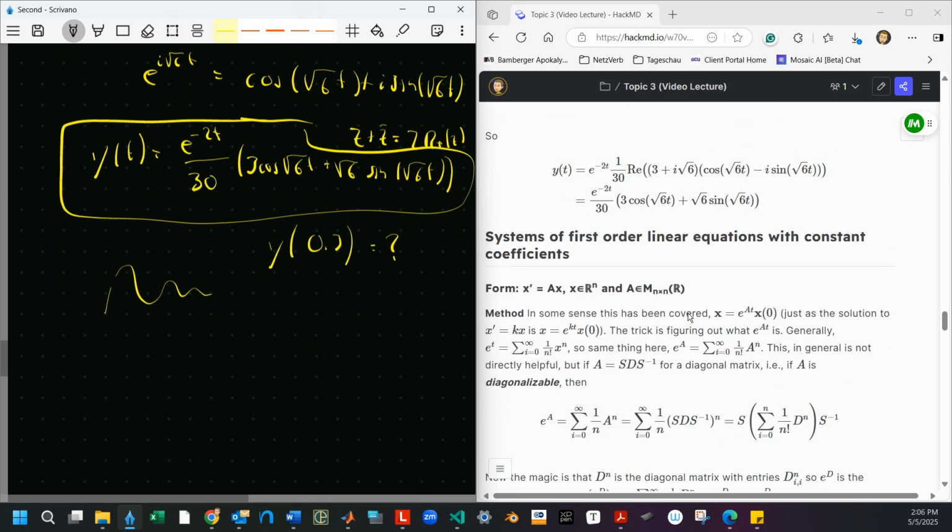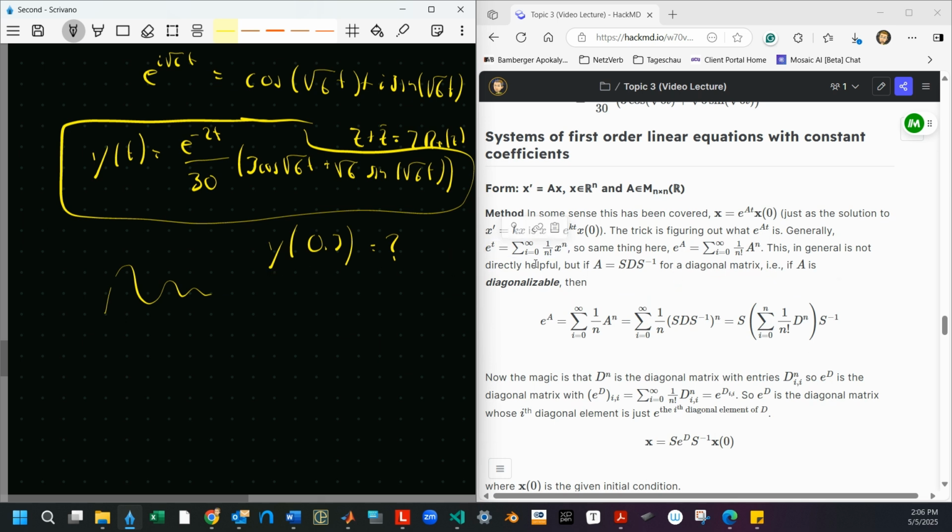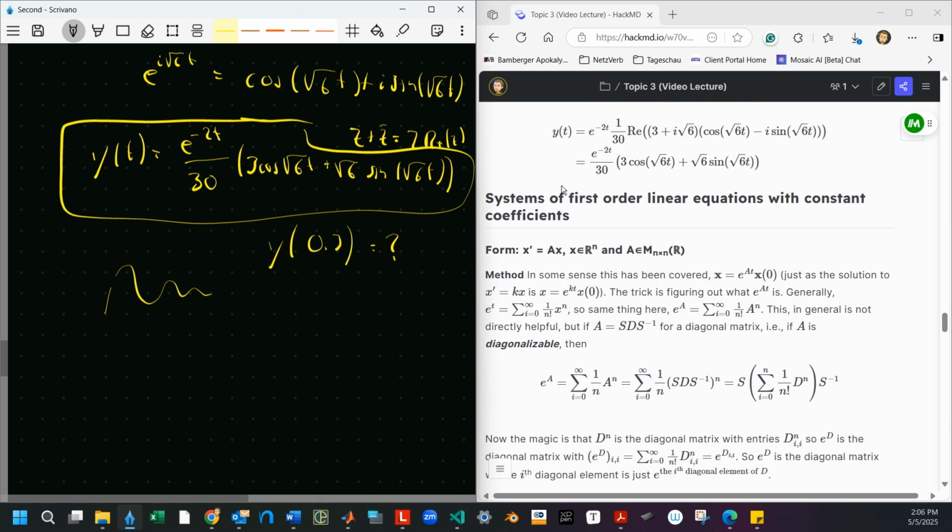Okay. That's where I'll stop here. I'm going to redo this exact same problem using a first order linear system in the next video.